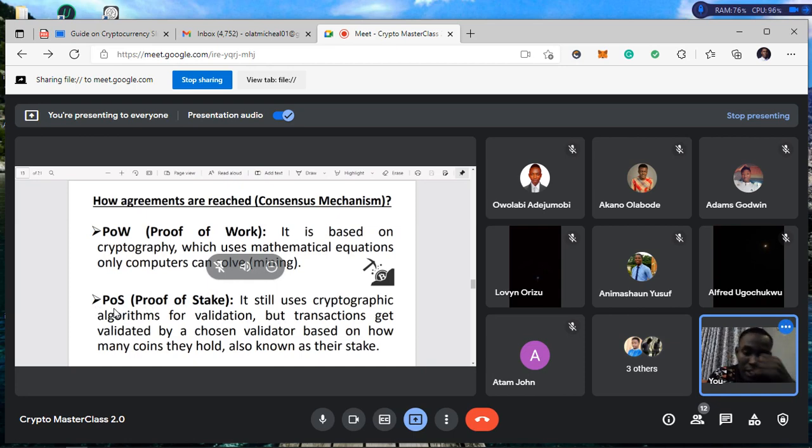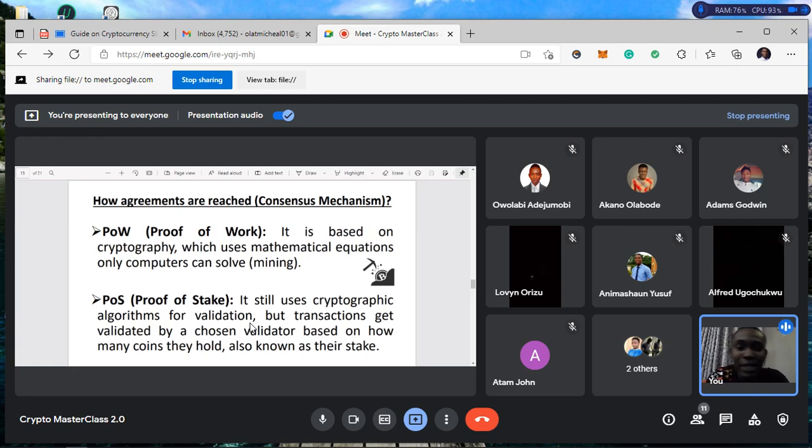Now, proof of stake. We say it uses a cryptography algorithm for validation, but transactions get validated by a chosen validator based on how many coins they hold, also known as their stake. Now, this depends on how many coins they hold in a particular wallet. So the network randomly selects a validator to validate each transaction. Any validator that is selected to validate a transaction gets rewarded for validating it. And to validate, all you need to do is to stake.